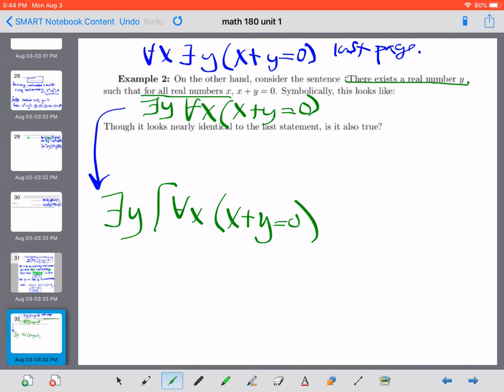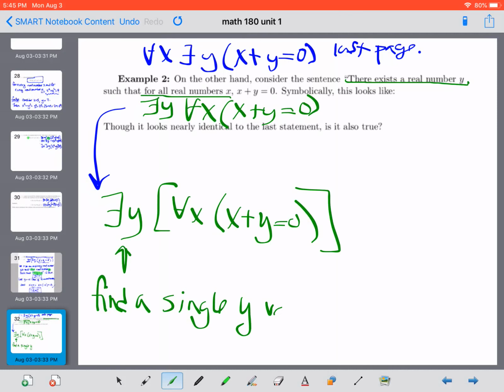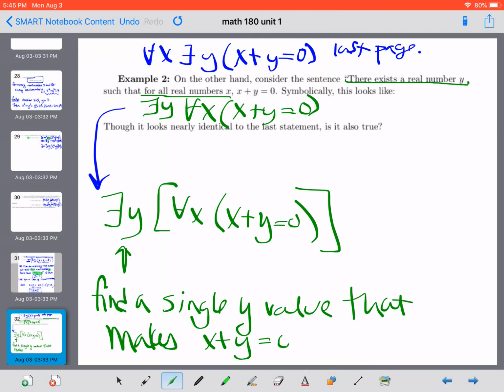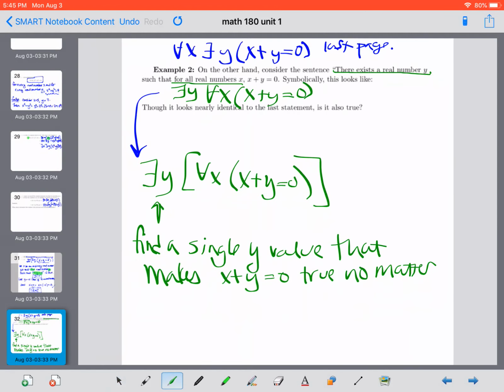And we've seen that to prove an existential statement, we need to find a witness. Proving an existential statement requires you to find a witness. So you need to find a single x value. Oh, sorry, it's not a single x, it's a single y value that makes the predicate true, that makes x plus y equals 0 true, no matter what x value is chosen.